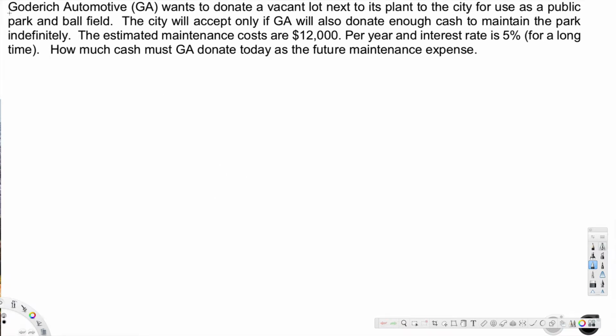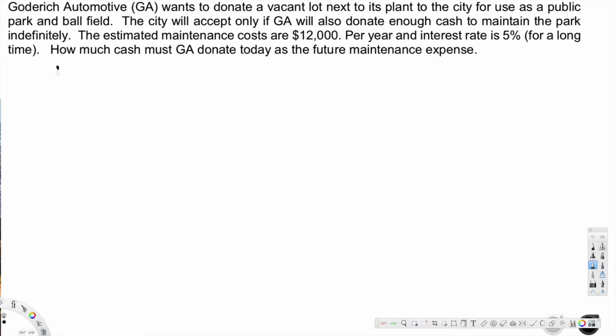Here this question is asking: Rich Automotive GA wants to donate a vacant lot next to its plant to the city for use as a public park and a ball field. The city will accept only if GA will also donate enough cash to maintain the park indefinitely. The estimated maintenance costs are $12,000 per year and the interest rate is 5% for a long time. How much cash must GA donate today as a future maintenance expense?